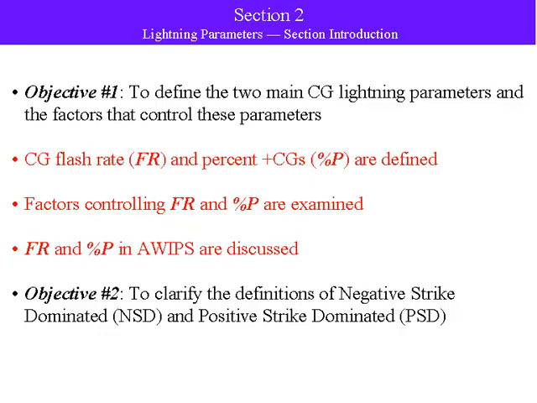Moving on now to Section 2. The objective here is to define the two main CG lightning parameters and talk about some factors which control these parameters. The first is the CG flash rate, which we'll call FR, and the second is the percent positive CGs, which we'll call percent P. We'll talk about the factors which control these and look at some examples in AWIPS.